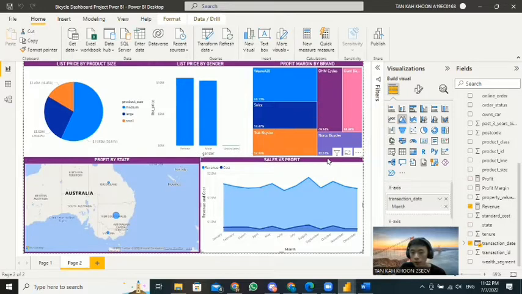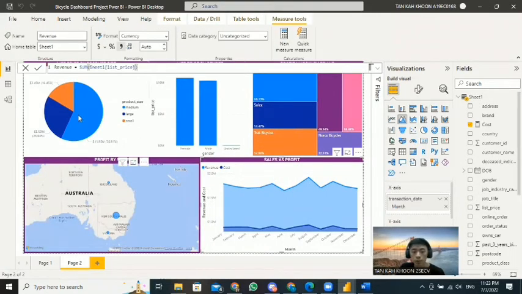The last graph is an area chart, which is the sales vs the profit, which uses the revenue and transaction date as the domains. We can see that in August, the revenue and also the cost have the highest value.